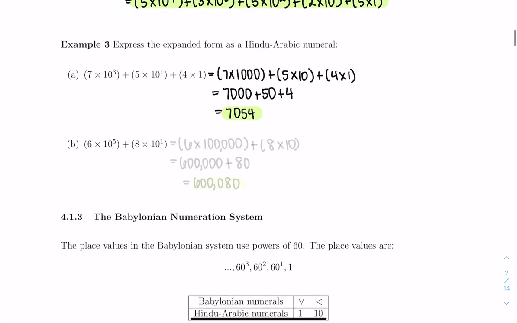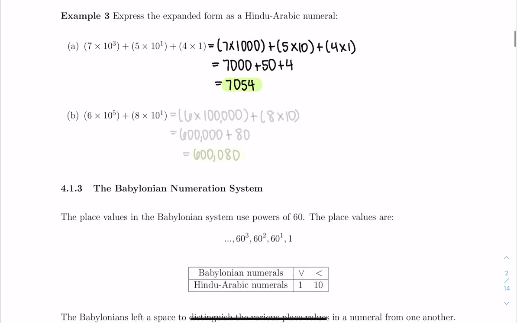What about the second one? We've got 6 times 10 to the 5th plus 8 times 10 to the 1st. So again, go ahead and simplify the parentheses. That's 6 times, we've got 1 with 5 zeros, which ends up being 100,000. And then we've got 8 times 10.